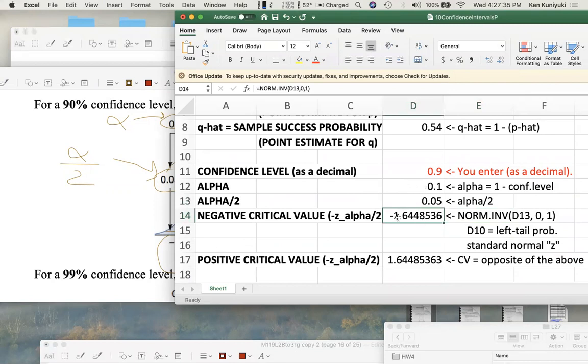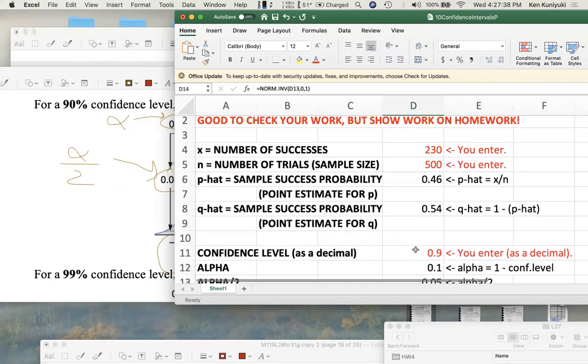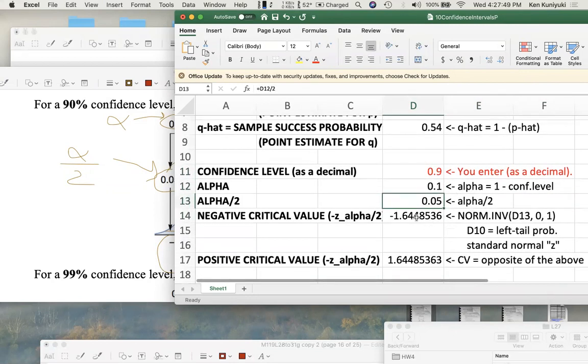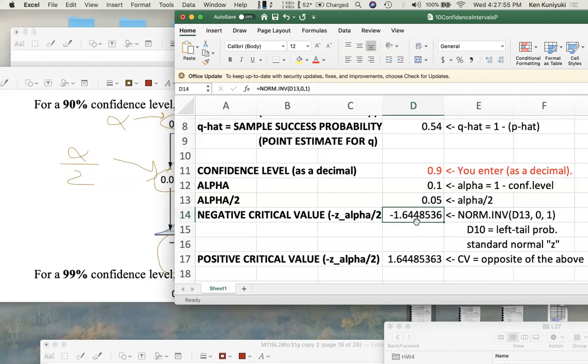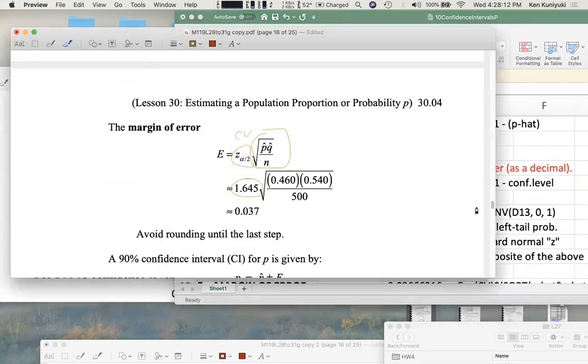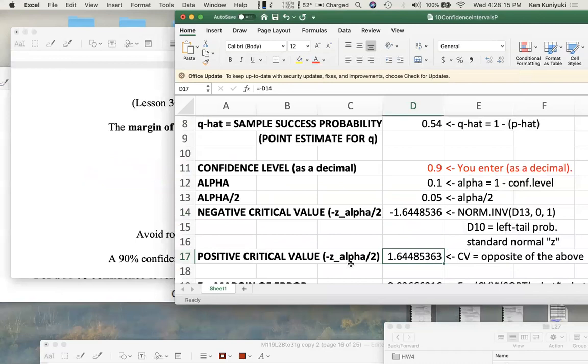Again, my spreadsheet already has that. All these entries in black are spit out automatically once you enter the entries in red over here, all right? So you enter the confidence level, 90% or 0.9, use decimal, enter it as a decimal. Then we know alpha is 0.1, half alpha is 0.05. My spreadsheet spits this out. The 5th percentile of the standard normal Z is about negative 1.645. That's where we get that. In fact, this is even more accurate. But when we plug into our formula, we're technically plugging in the positive critical value. So I just take the opposite of this entry here. That's the positive critical value. So 1.645 is over here, the positive critical value in D17.